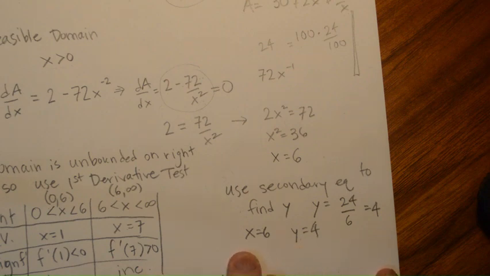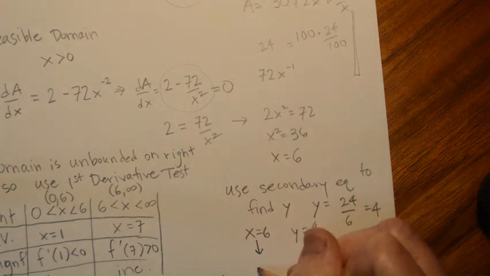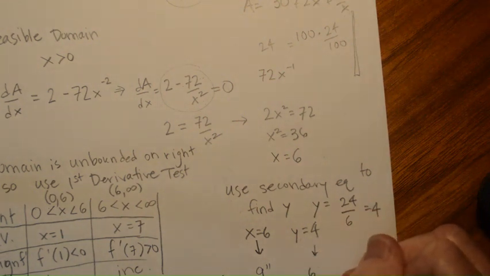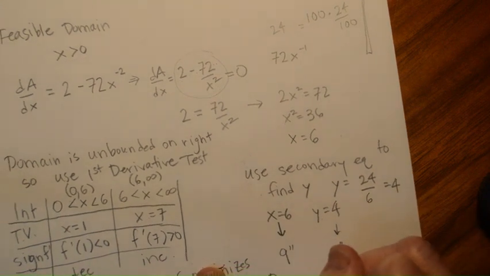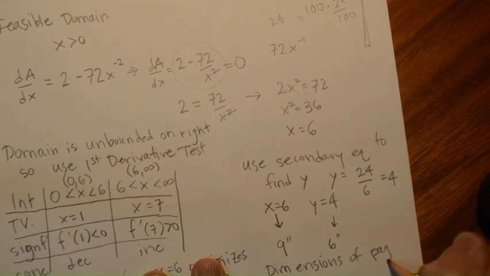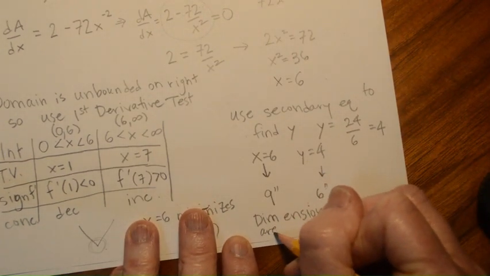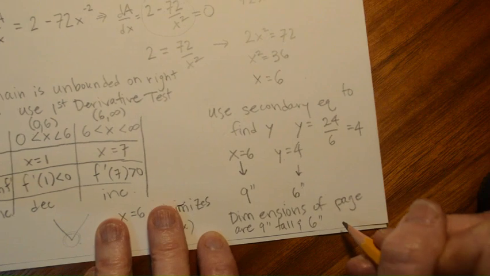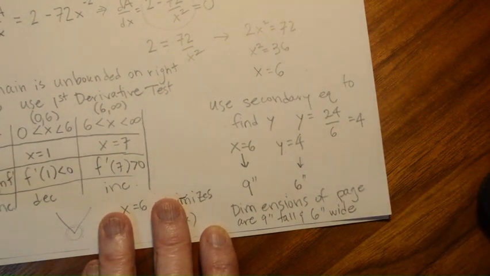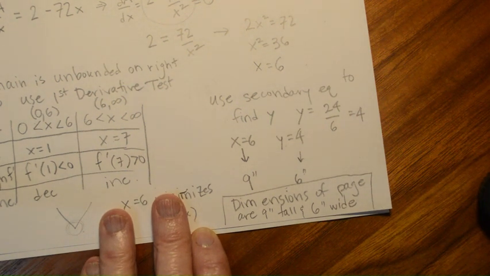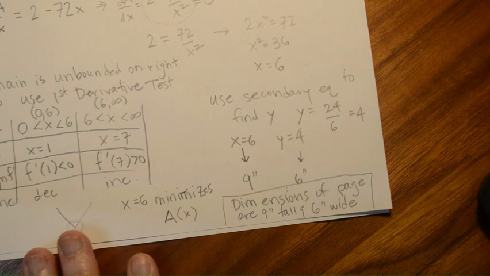But if you look back at the top of the page, to find the whole area of the page, we have to do x plus 3, so 9 inches. And here we had to do y plus 2, so this should be 6 inches. So we would say the dimensions of the page are 9 inches tall and 6 inches wide. Okay, hopefully you feel all right about that. All right, let's take a look at the next example.